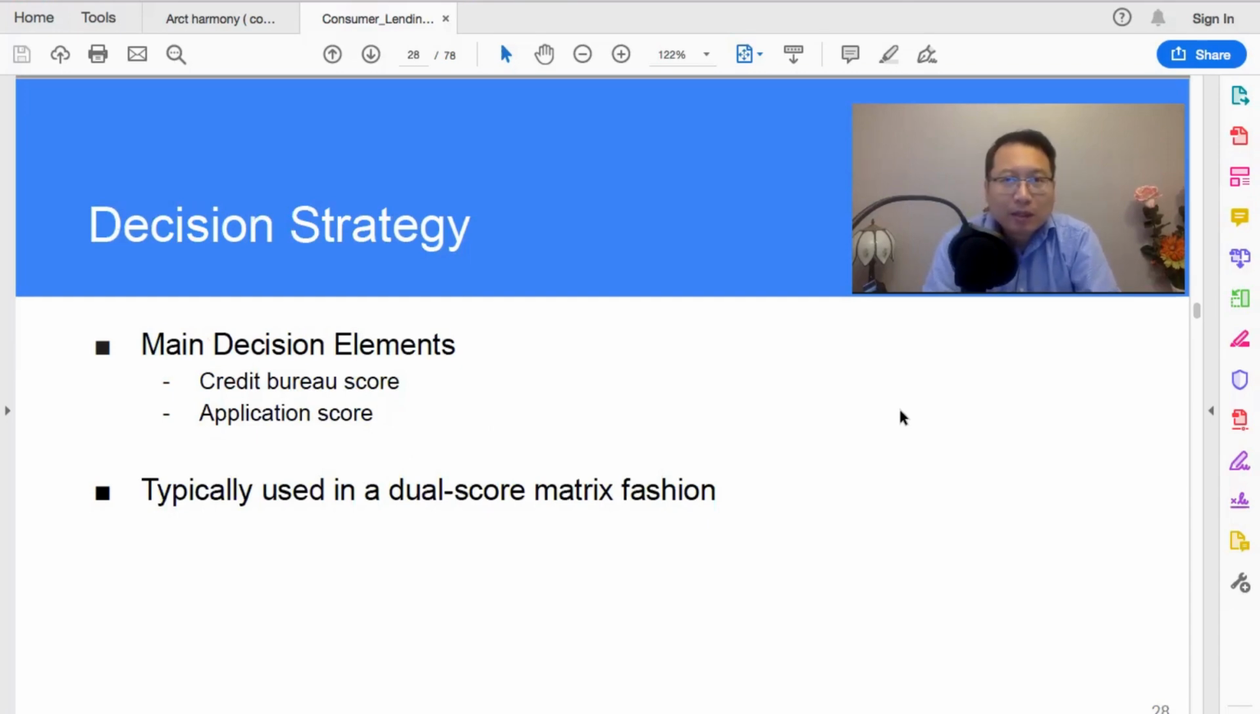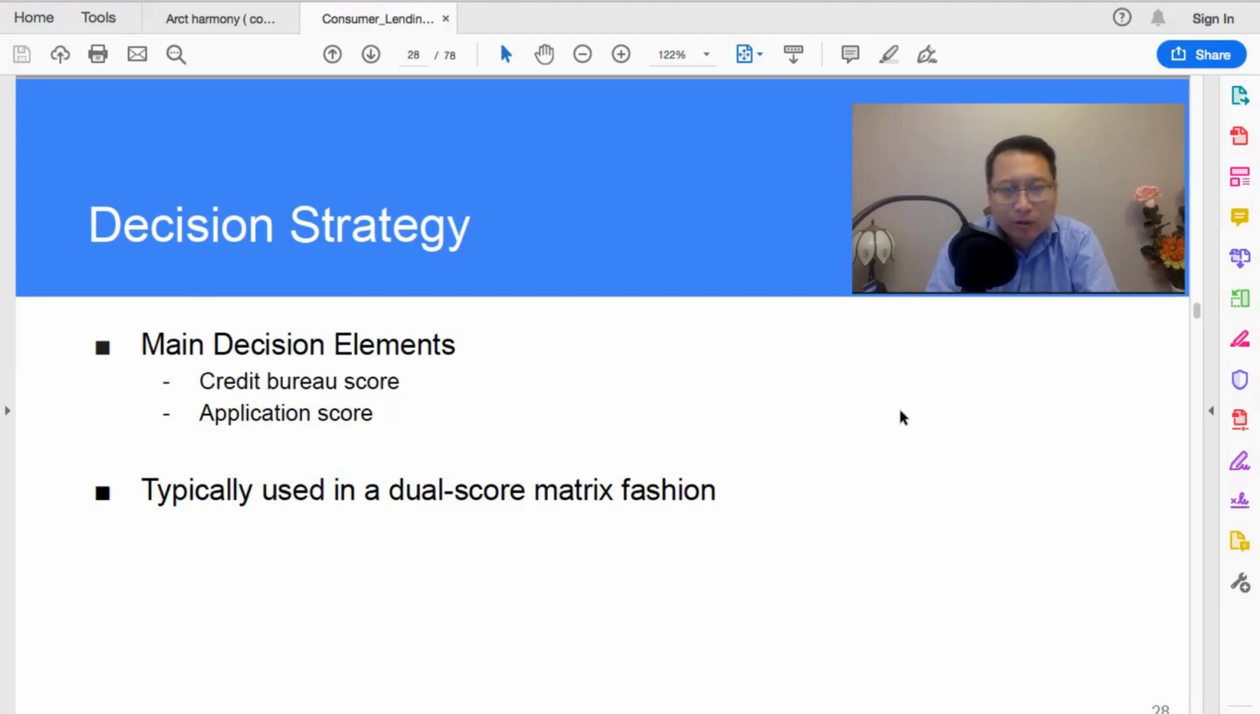Next, let's look at the decision strategy. Here an application gets a decision, whether approval or decline. There are many decision elements available, but every lender will usually look at at least two major decision elements. One is the credit bureau score, one is the application score.